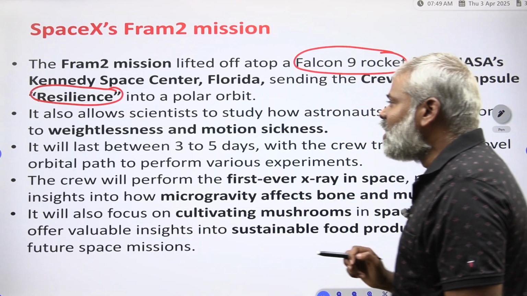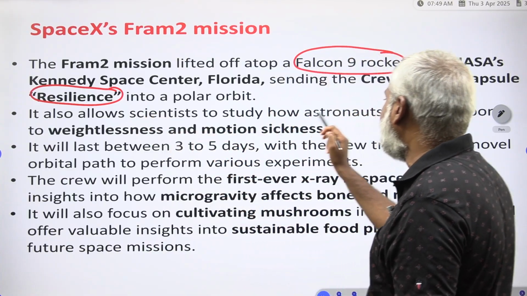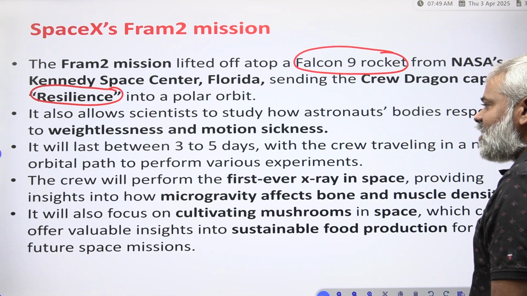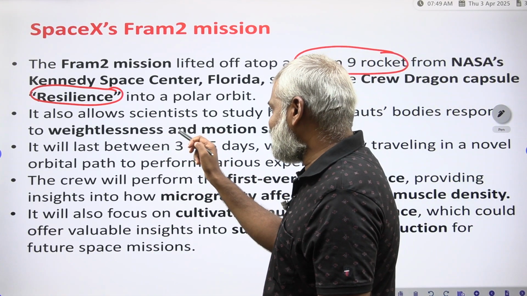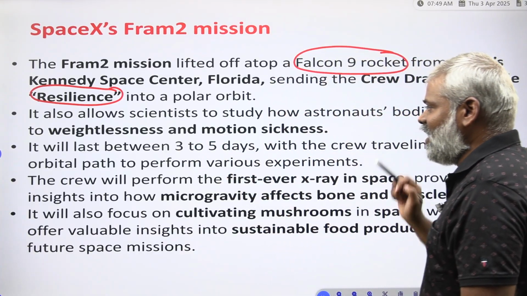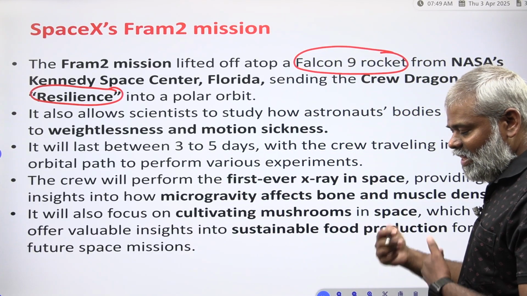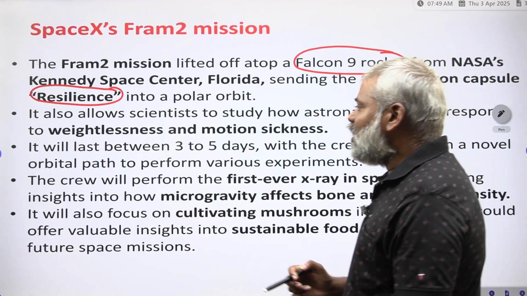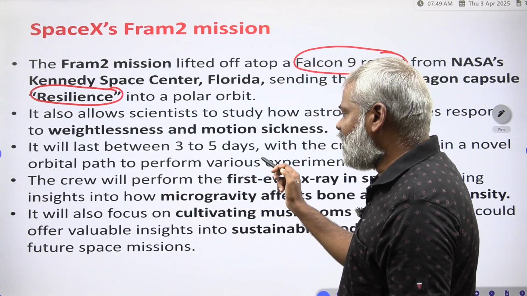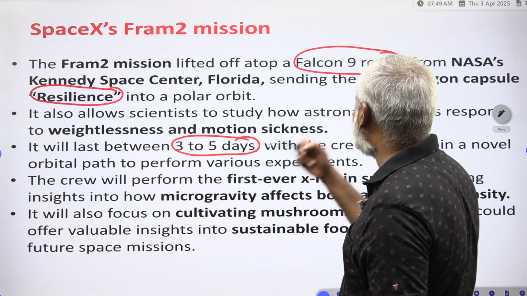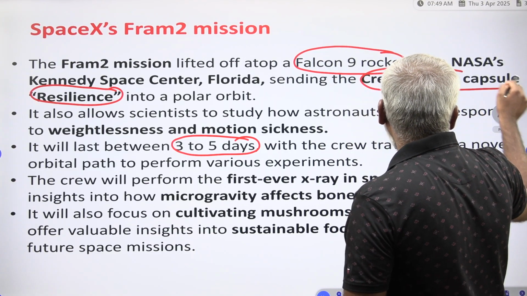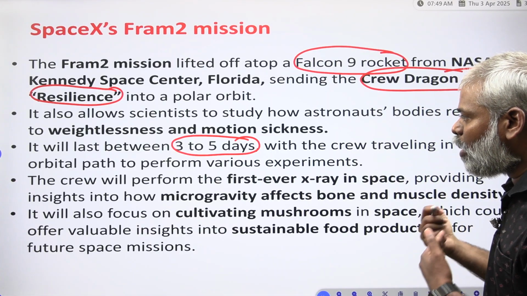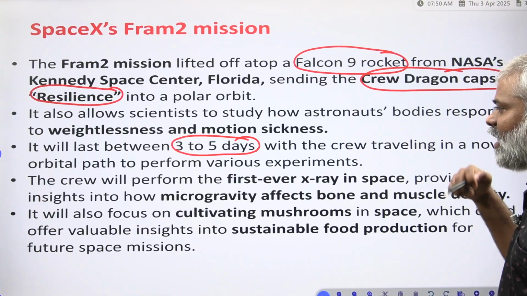It also allows scientists to study how astronauts' bodies respond to weightlessness and motion sickness. So they will observe any sickness or weightlessness effects. The mission will last between 3 to 5 days. This Crew Dragon capsule can stay there 3 to 5 days, with the crew traveling in a novel orbital path to perform various experiments.